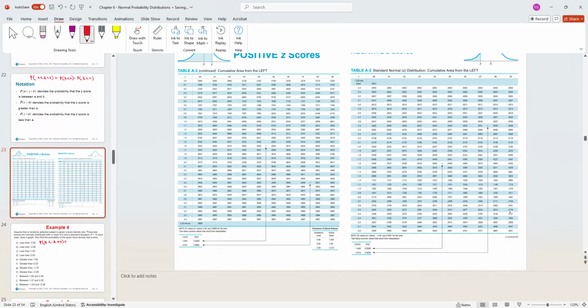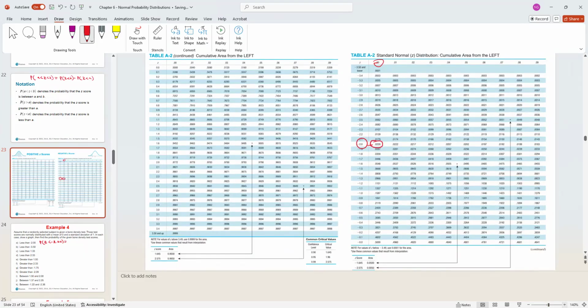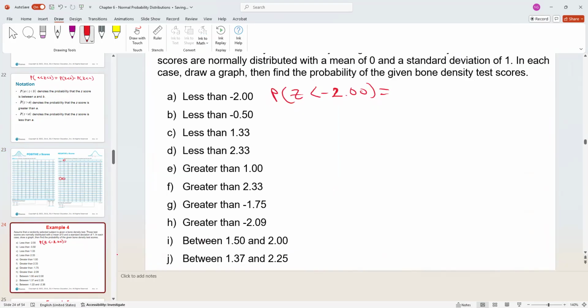Okay. Remember, we're looking for -2.00, right there, 0 and 2 zeros. So this is the answer then. Maybe you cannot see it, but I can zoom in: 0.0228. So, sorry about that. I'm giving you the opportunity to look at it that way for less than.